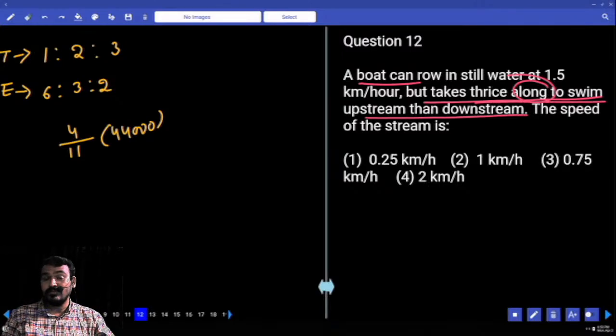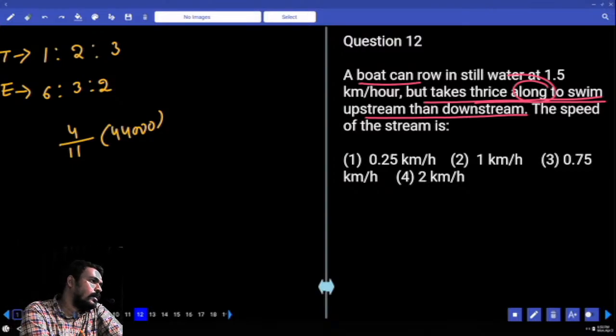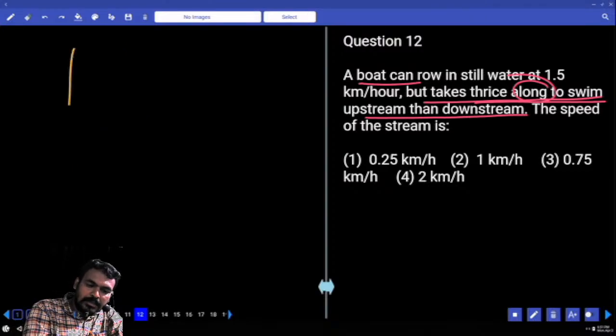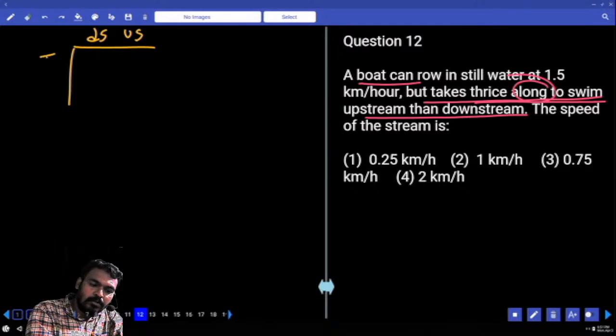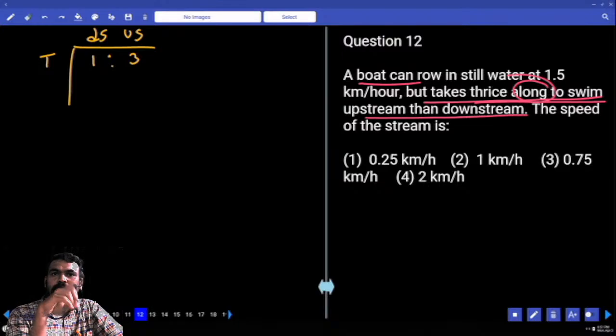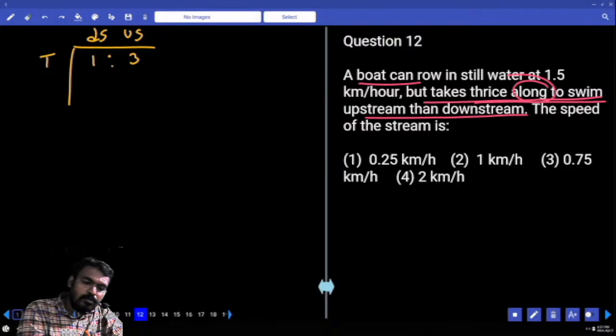Time relation. Which time is more? Upstream time or downstream time? Upstream time, because the upstream speed is lesser. Obviously the time is more. Okay. In one case it will be downstream time, in another upstream time. What is the time ratio? 1:3 or not? If downstream time is 1 hour, upstream time is 3 hours or not? What is the time ratio? 1:3. What is the speed ratio?